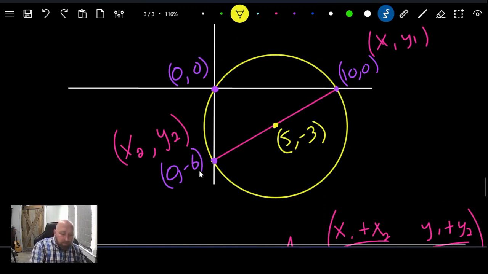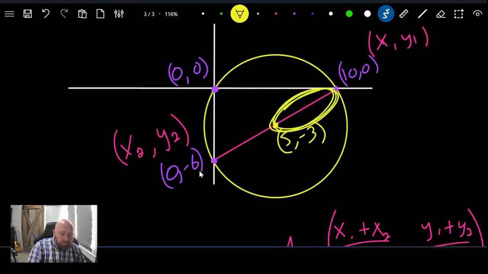Well, the radius of this point is going to be our distance between these 2 points, right? What's the radius of the circle? The distance from the midpoint to the circle itself. So how are we going to find the r? How are we going to find the distance?